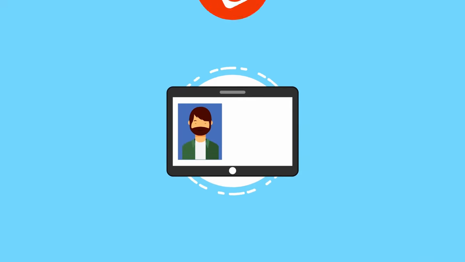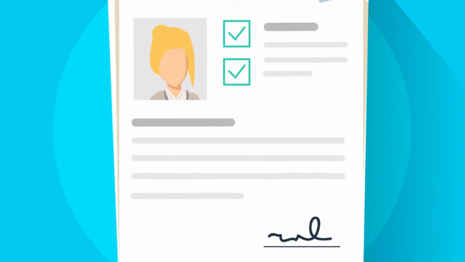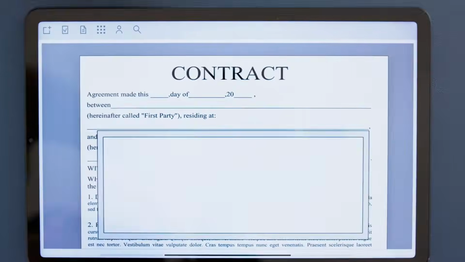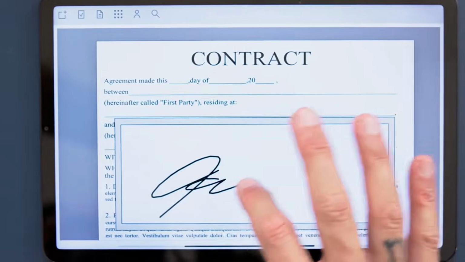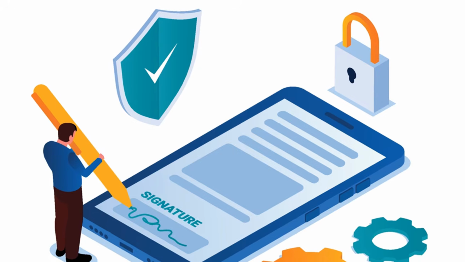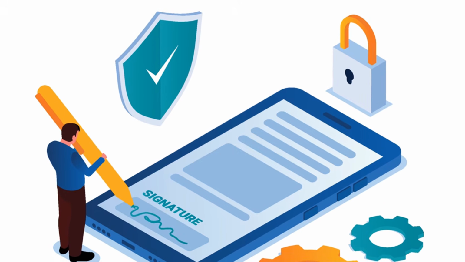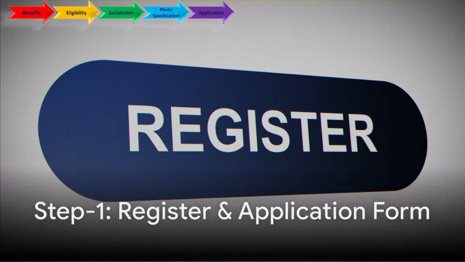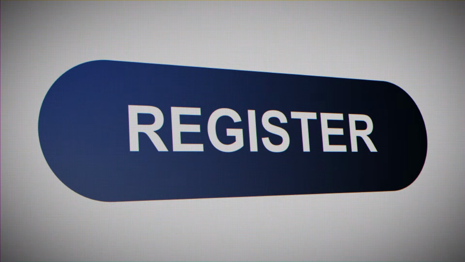Make sure that the digital picture and the picture attached to your physical application are the same. Similarly, your signature on the physical application form must match the digital signature. The height and width of the signature photo must have aspect ratio 1:3. Now, let's begin with the first step, that is registration.